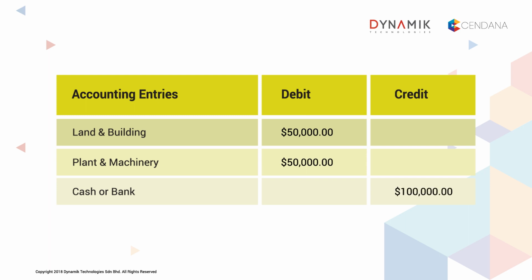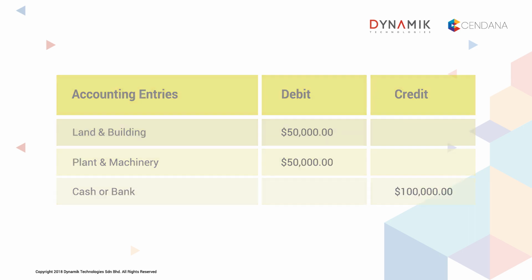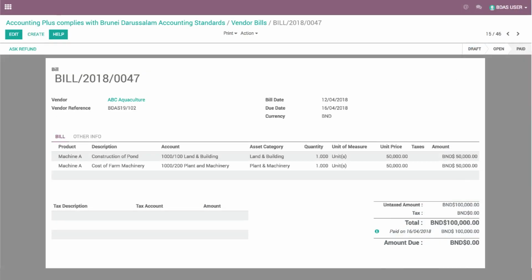Now let's see how this entry is being drafted in Accounting Plus. The completed vendor bill transaction will look like this, where the debit transaction is divided into two under the accounts land and building, and secondly plant and machinery, with $50,000 respectively. Do note the journal ID for future reference.